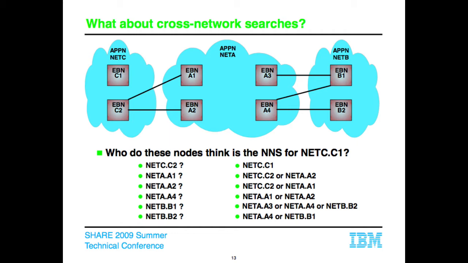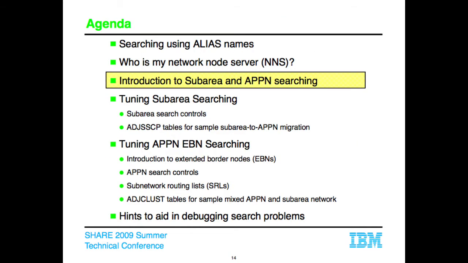And finally, B2. If B2 was going to do a search for C1, then B2 could go to A4 and see A4 as the network node server. If that link happens to be down, B2 would go up to B1 and come across one of the other links. So from B2's perspective, either A4 or B1 could look like the network node server when we're looking for resources in netc.c1. That's the end of the topic on who is my network node server.